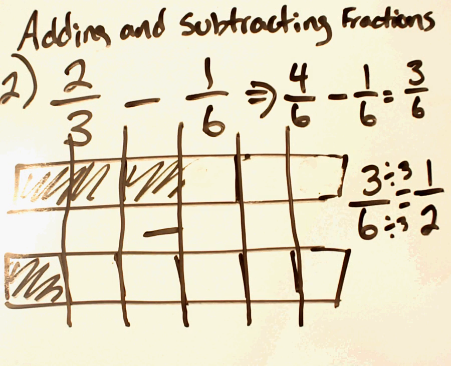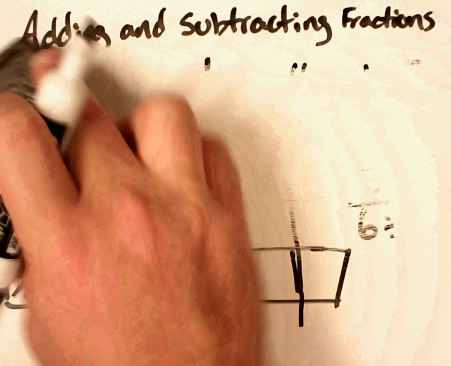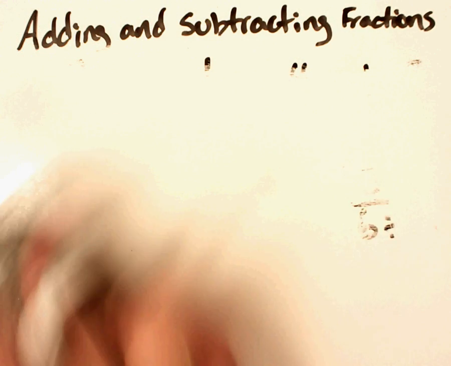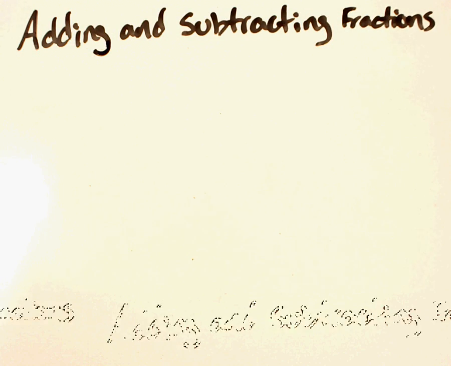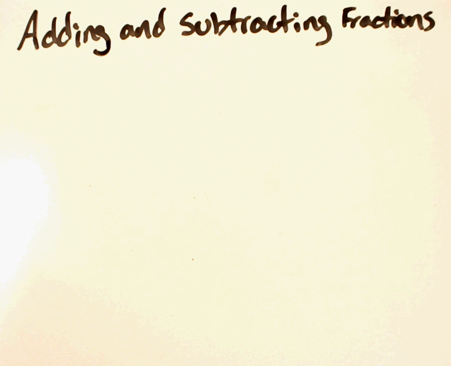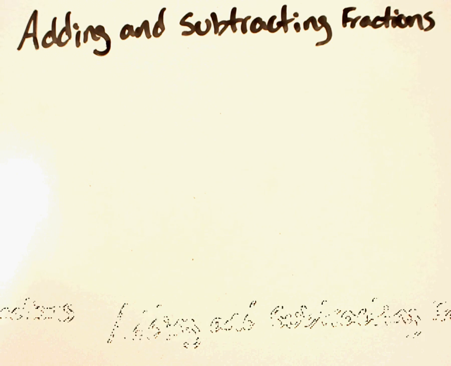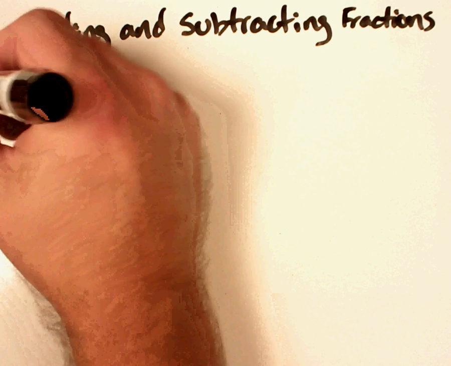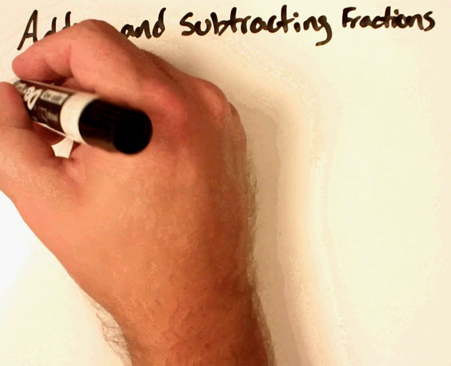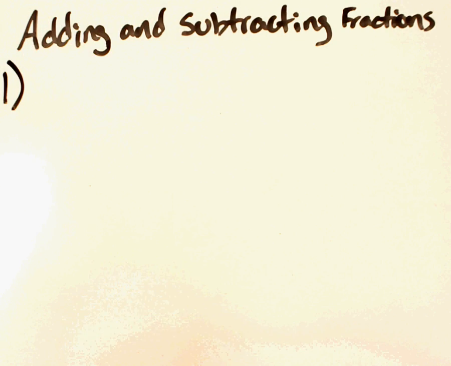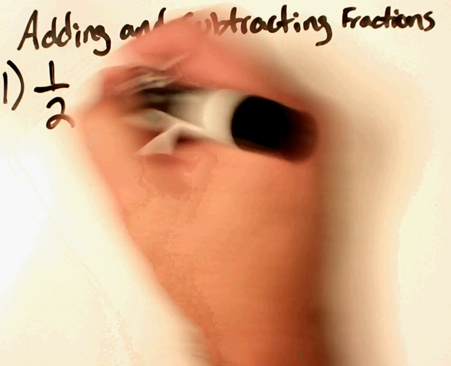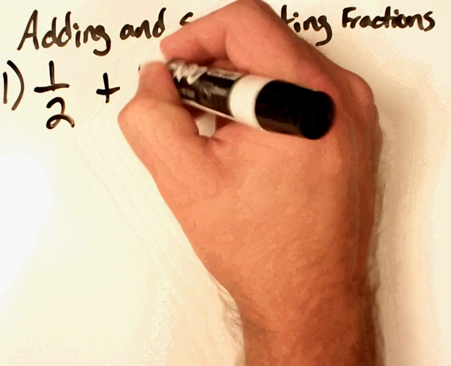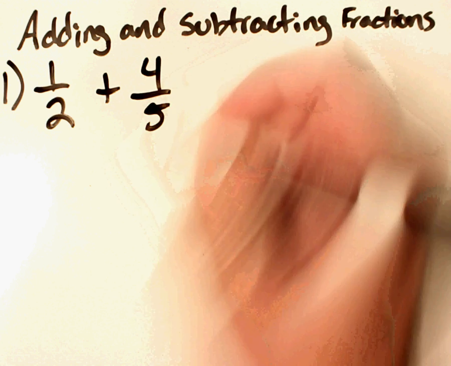All right, now we're going to switch gears a little bit, and we're going to switch to number 1 on one of the other companion assignments that goes with this, where we are adding fractions of unlike denominators, but we don't have a picture model to go with it, so we've just got the numbers. So we're going to have 1/2 plus 4/5.